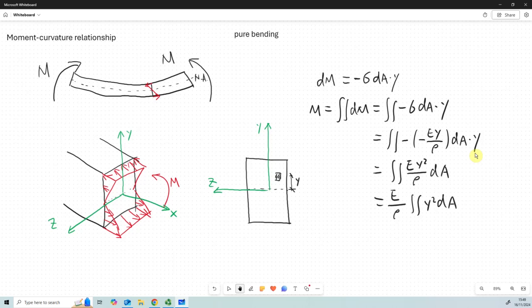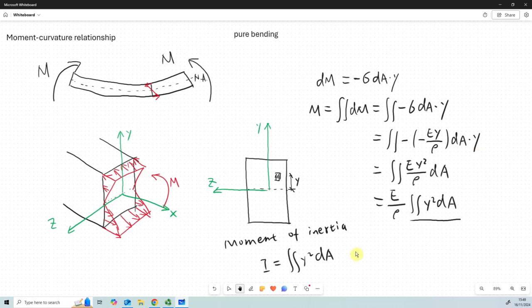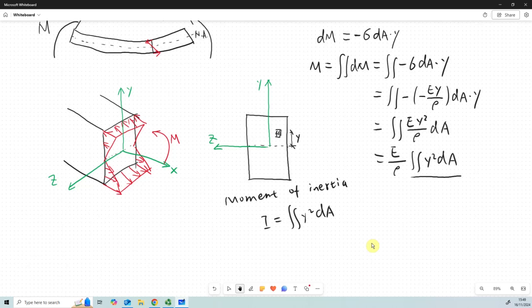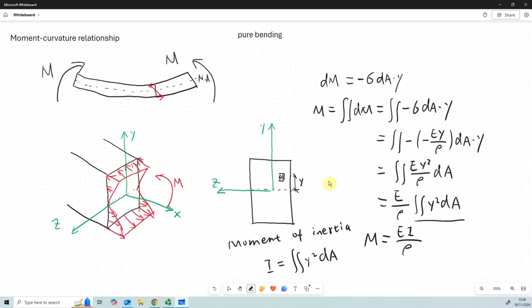Look at this term. Remember that we have defined the moment of inertia: I is equal to the integral of y squared dA. This is the moment of inertia. You can also call this the second moment of area. So we can reduce this term to EI over rho. Now we have a relationship between bending moment and curvature. The procedure is that we start from a small area, then use area integration to derive the relationship between the moment and the curvature.